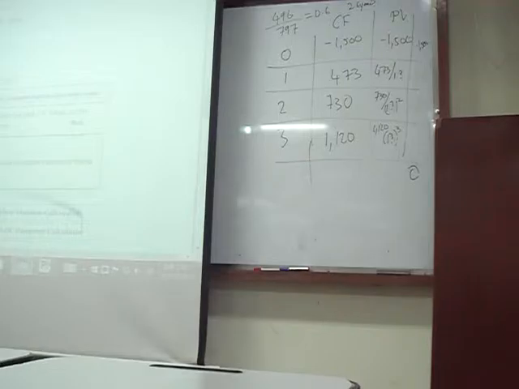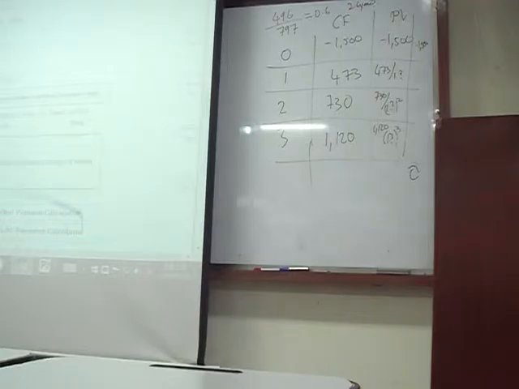We can see the advantages of the IRR. It's a relative number, a percentage, and it can be used in cases where the discount rate is unknown. So the IRR is compared to the discount rate. If the IRR is greater than the discount rate, the project is a good one. Otherwise, the project should be rejected.